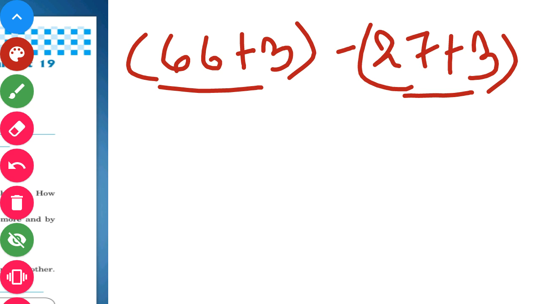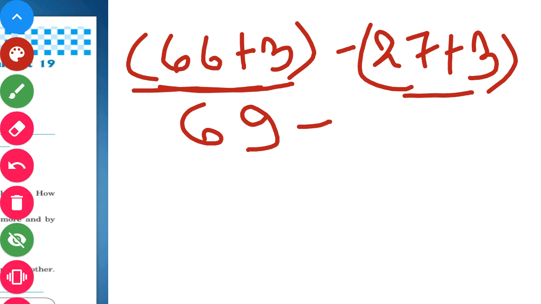Okay. And we will try to solve the bracket by oral counting only. Okay. We need to speed up now. We need to increase our calculation speed now. So 66 plus 3. First we will solve this bracket. Now 66 plus 3 will give us 67, 68, 69. We have got 69.